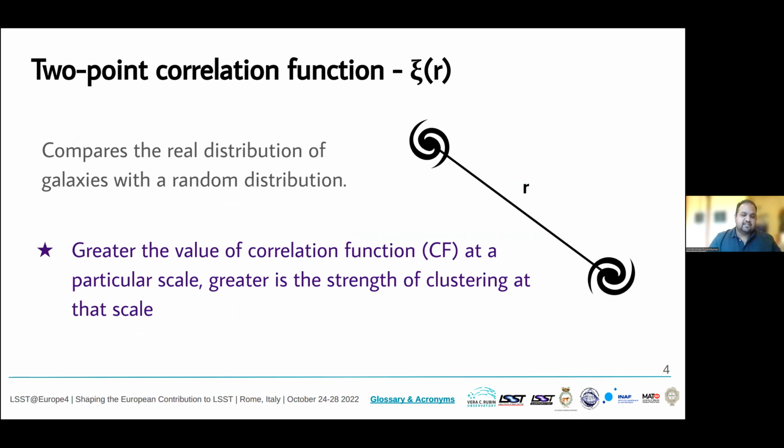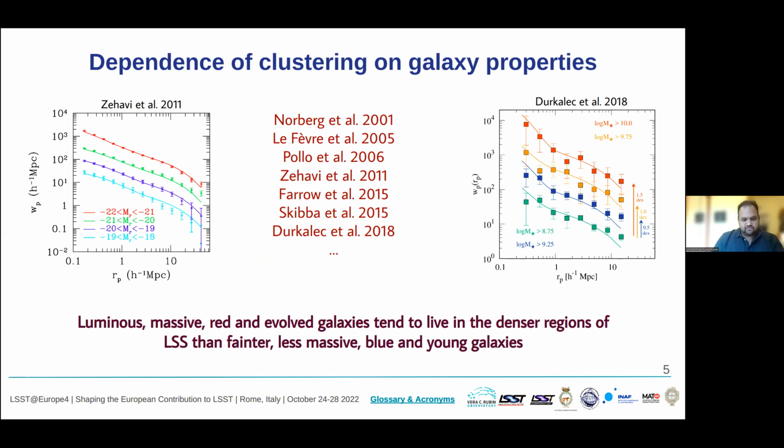Traditionally, these dependencies have been well studied using galaxy two-point correlation functions. The two-point correlation function basically compares the real distribution of galaxies with a random distribution. It is a function of scale r, which is the separation between the galaxy pairs. At a given scale, the greater the value of the correlation function, the stronger the clustering of the galaxies in that sample at that scale. So it has been widely used to study how different galaxy properties and the clustering depend on each other.